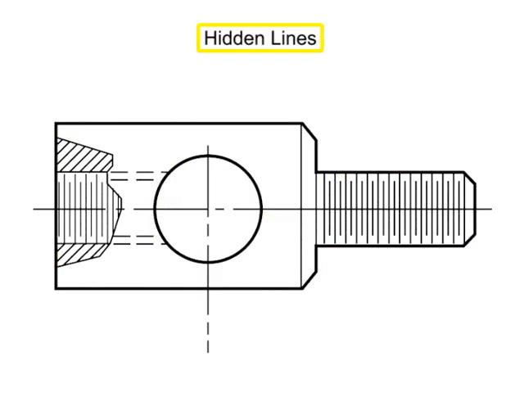Hidden lines consist of short dashes, evenly spaced. These lines are used to show the hidden features of a part. They begin with a dash in contact with the line from which they begin, except when such a dash would form a continuation of a full line.